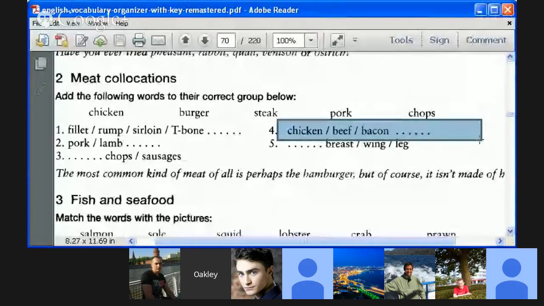Burgers. Yeah, of course. Even we have vegetarian burgers, veggie burger. You can eat the chicken burger, beef burger, bacon burger, obviously cheeseburger. Do you like burgers, Keiko?